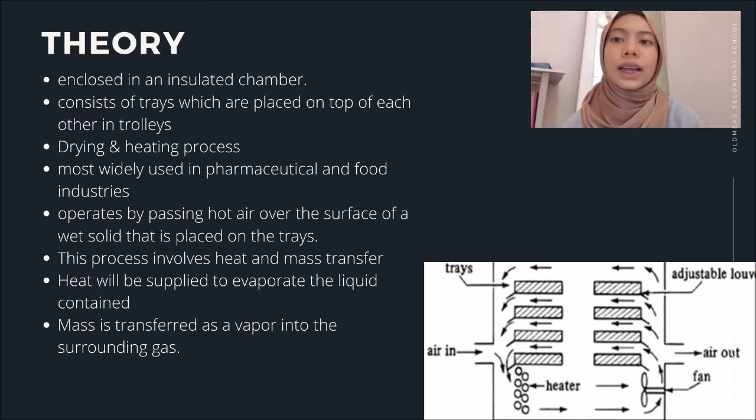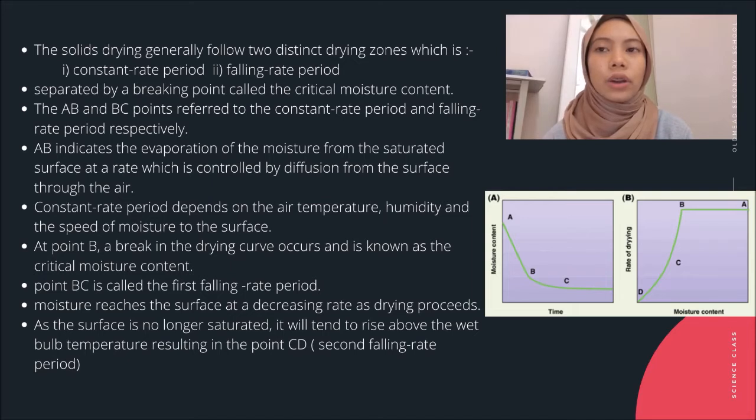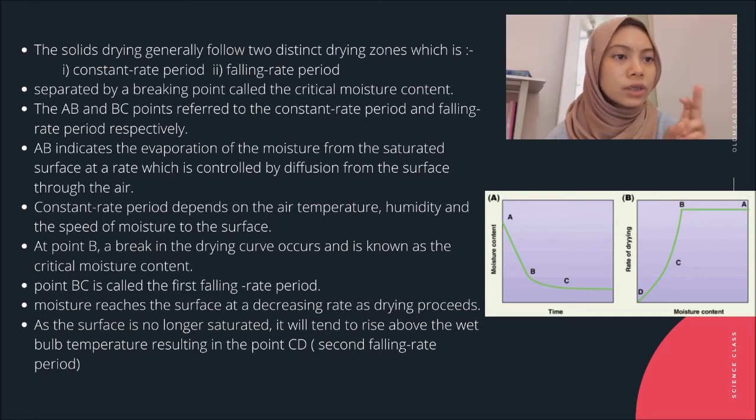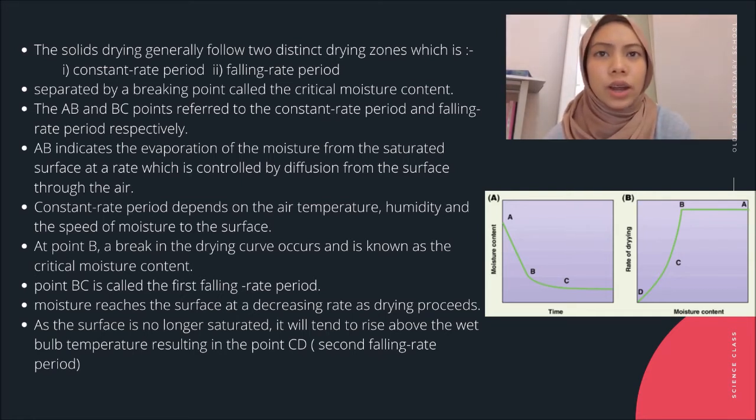After that, we move to the next slide. So for this next slide, we can see the graph. We have two graphs here, which are the moisture content versus time and the rate of drying versus moisture content. The solids drying generally follow two distinct drying zones, which are the constant rate period and the falling rate period. Both of the rate periods are separated by a breaking point called the critical moisture content.